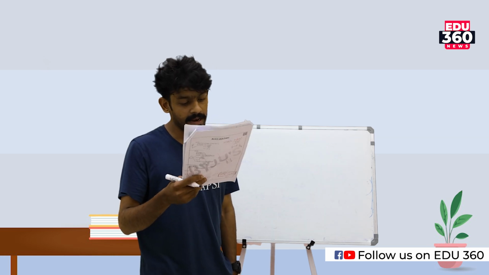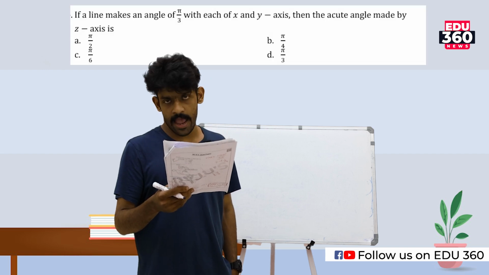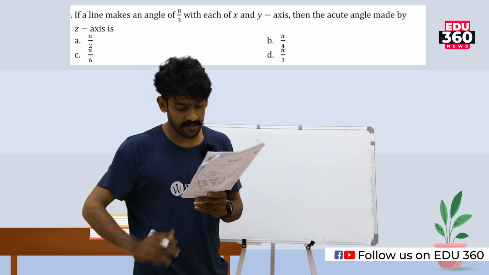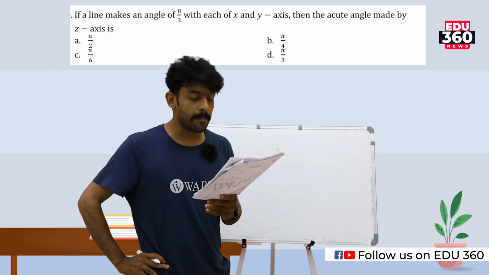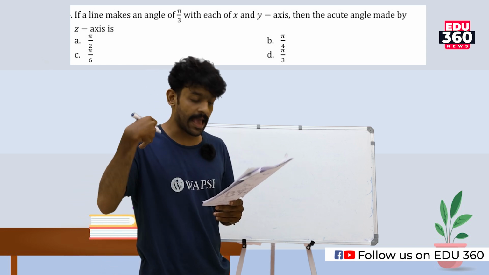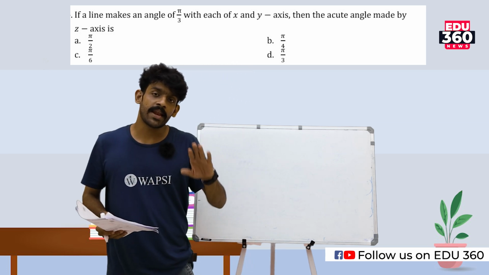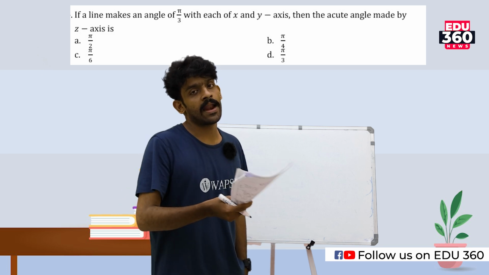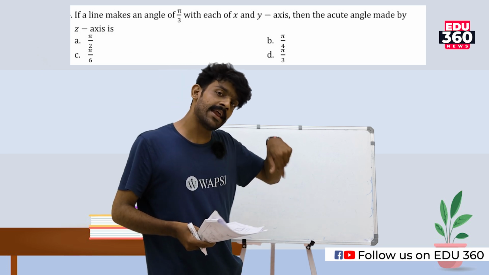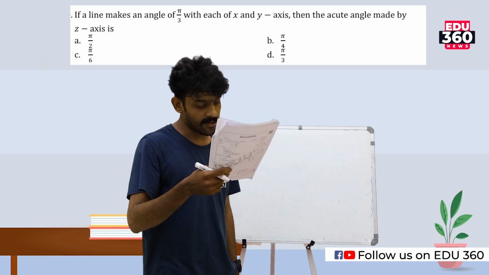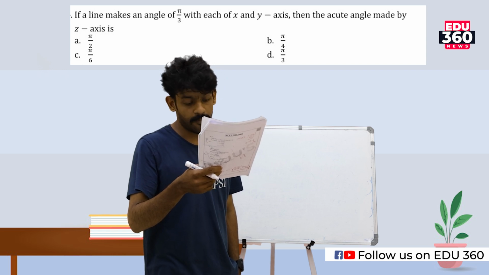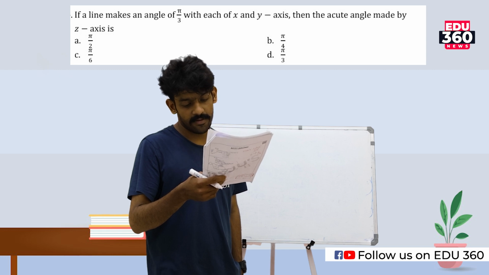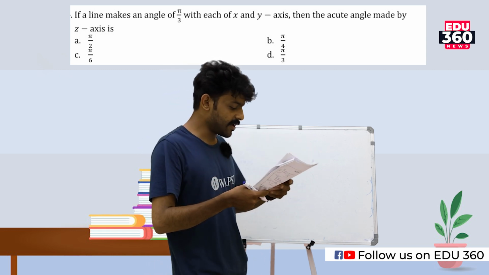The second question is: if a line makes an angle of pi by 3 with each of x and y axis, then the acute angle made by z axis is. We need to find the acute angle. What is an acute angle? An angle less than 90 degrees is known as an acute angle, and an angle greater than 90 is known as an obtuse angle.